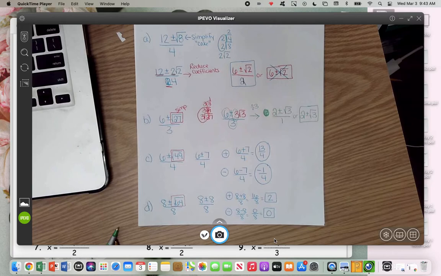So you guys will have an assignment today that requires you to simplify some of these, and then on Monday we'll put everything all together and you will be able to see the comparison between factoring and the quadratic formula.